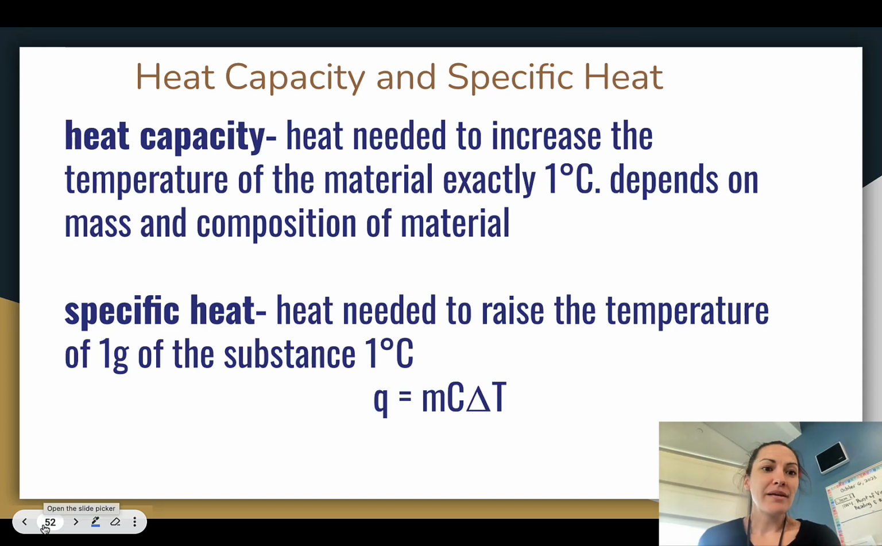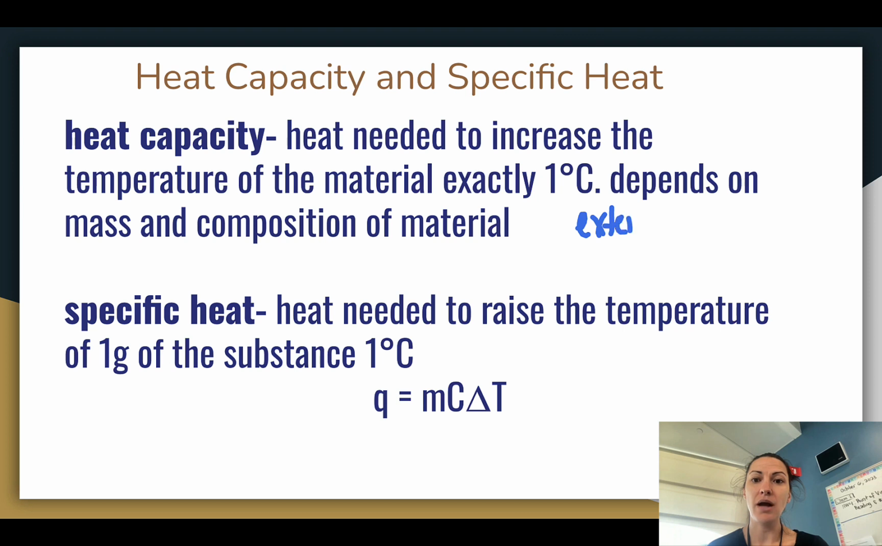All right, so today we're going to be talking about heat capacity and specific heat. Heat capacity is a more generalized concept. It is the heat needed to increase the temperature of a material by exactly 1 degree Celsius. So that depends on the mass and the composition of the material. This would be considered an extensive property, because it depends on the amount of the material, okay?